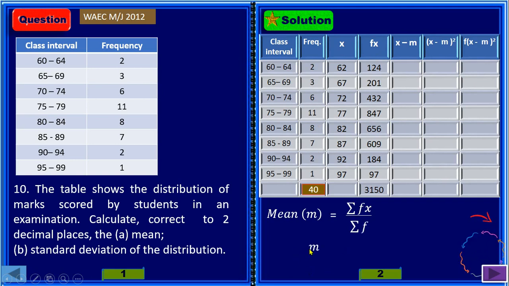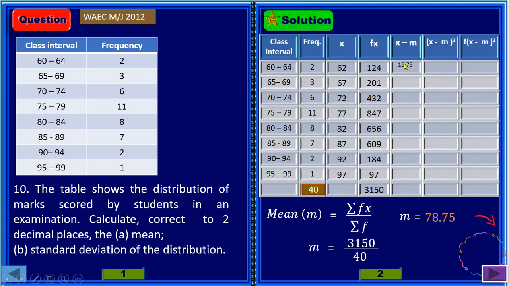So now the mean will be given by 3,150 divided by 40. Therefore the mean will be given as 78.75. That's the mean. Now that we have calculated the mean, we will use the mean to calculate the standard deviation.